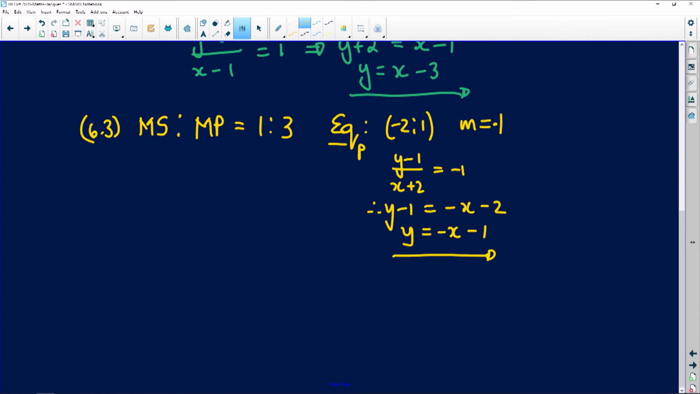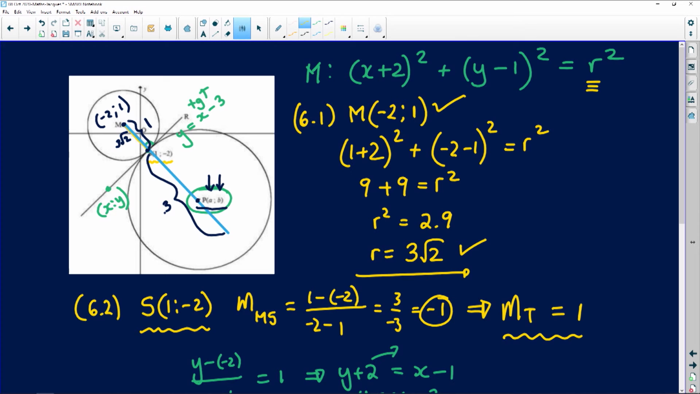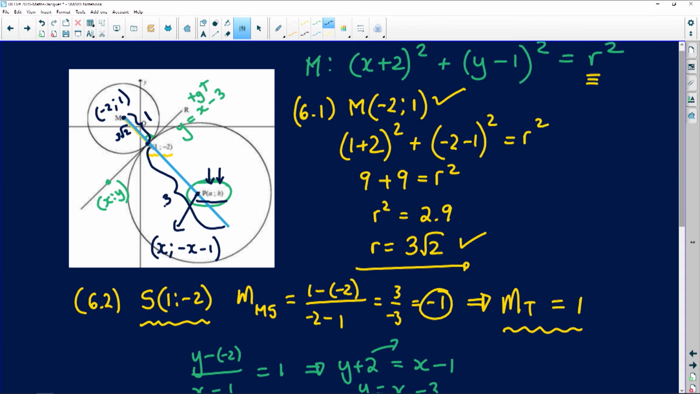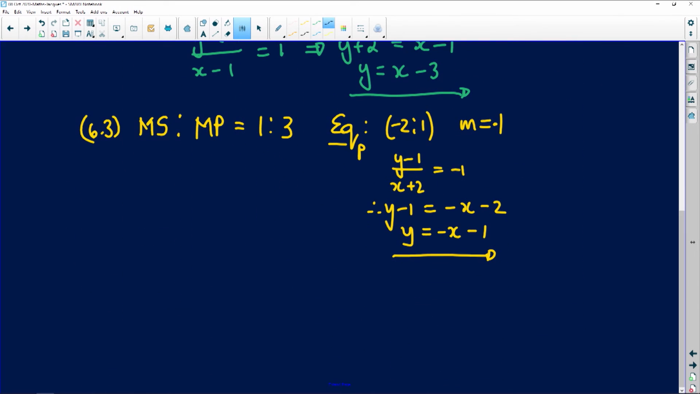That tells us that if we go back to point P, we've got the relationship. The relationship for point P is x, and what did we find? Minus x minus 1. So now I can start working with distances. I've got the distance between M and S. I have the distance between S and P. No, I don't have that distance. I know that it's 3 times the length. So let's go and finish this question off.